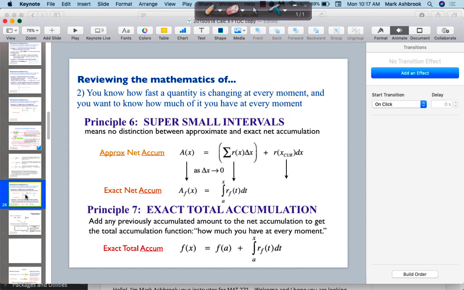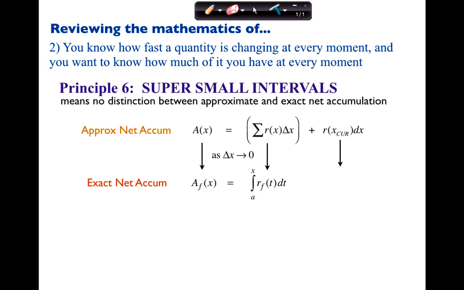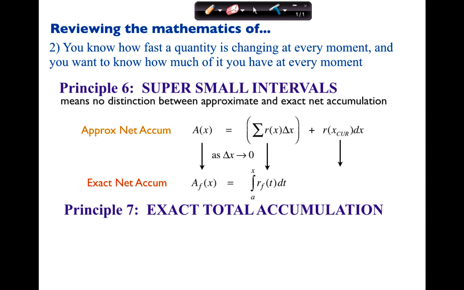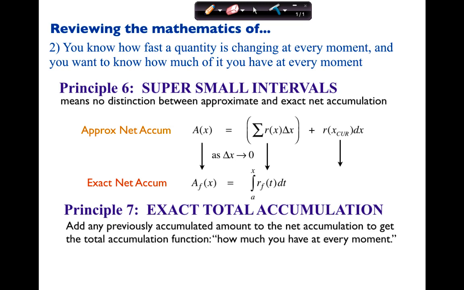Okay, we've finished it up. So we know exact net accumulation is our integral expression. Then we add all the previously accumulated amount to get the exact total accumulation, which is how much you have at every moment, right? And that means add f of a. So if the function f is our total accumulation, we have everything from before, f of a, plus the bit-by-bit accumulation that we're tracking starting from a.